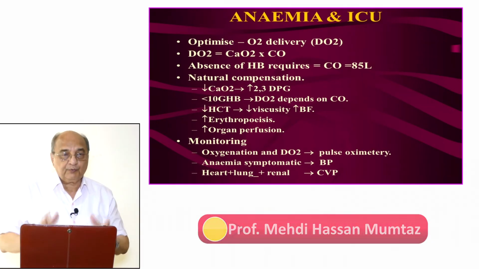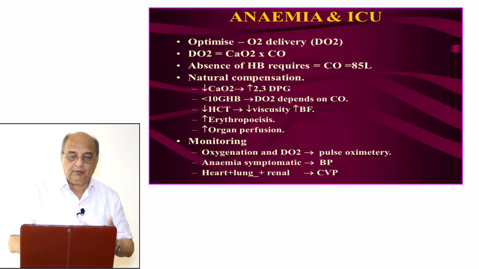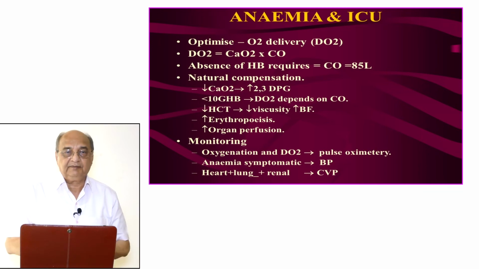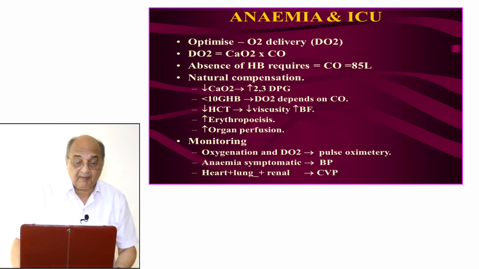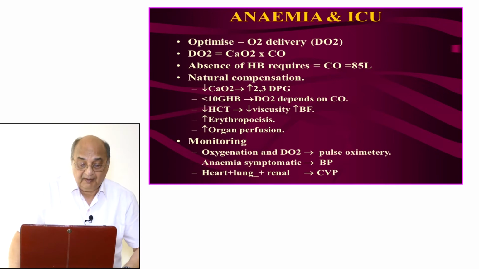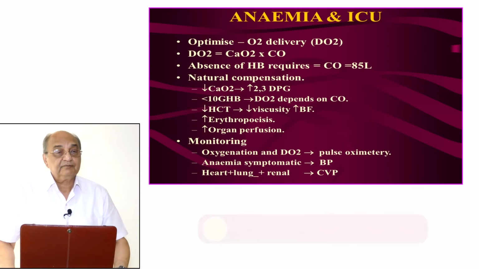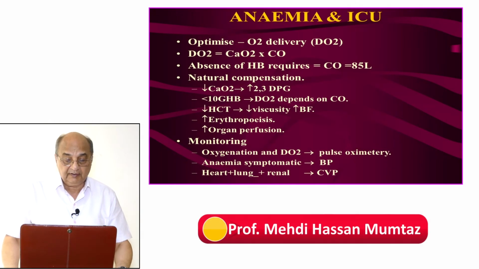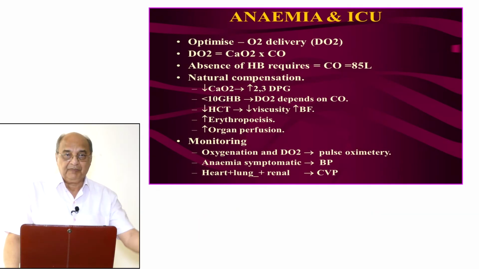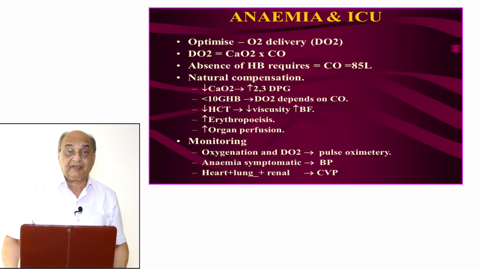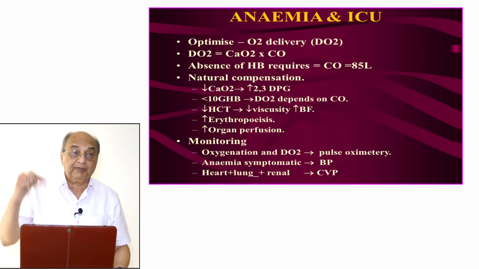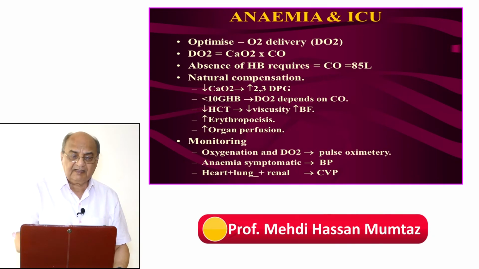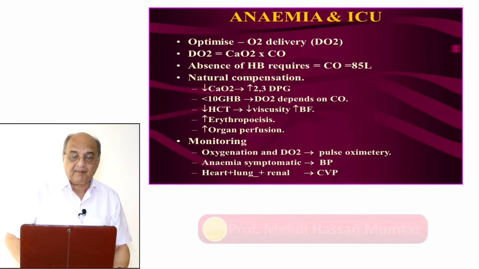So hemoglobin is very important. We should know the normal function of hemoglobin and we should know what the compensating mechanisms are if the person becomes anemic. How does nature try to compensate it? Then monitoring oxygenation and DO2. For this we require pulse oximetry. Anemia is symptomatic. Mainly it affects the blood pressure because of reduction in viscosity. Where there is heart plus lung plus renal problem, we should always put the central venous catheter in and measure the central venous pressure. These are essential things which I am mentioning about anemia and ICU.